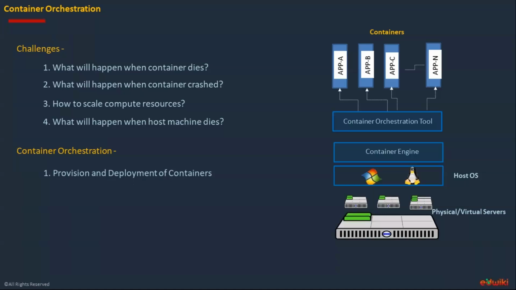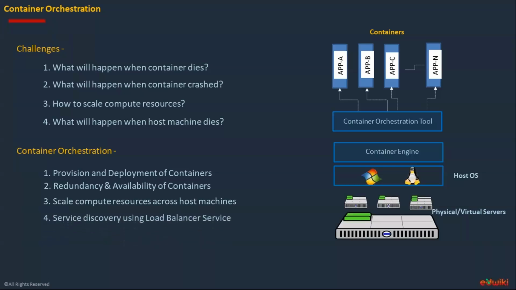So to overcome all these different challenges that we are seeing right now, the orchestration will give you the way to provision and deploy the containers in an efficient way, provide you the high availability and the redundancy of your containers, and help you to do the auto scaling of the computing resources across the host machines. That means the orchestration engine will facilitate managing the containers in multiple host machines as well, not only a single machine. It will provide you some of the load balancing and the service discovery features, which we will be discussing later.